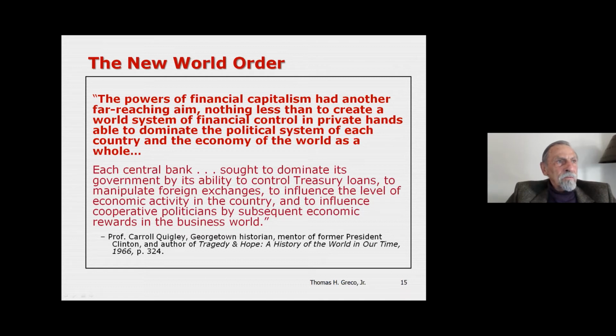He said the powers of financial capitalism had a far-reaching aim, nothing less than to create a world system of financial control in private hands, able to dominate the political system of each country and the economy of the world as a whole. Each central bank sought to dominate its government by its ability to control treasury loans, manipulate foreign exchanges, influence the level of economic activity in the country, and to influence cooperative politicians.